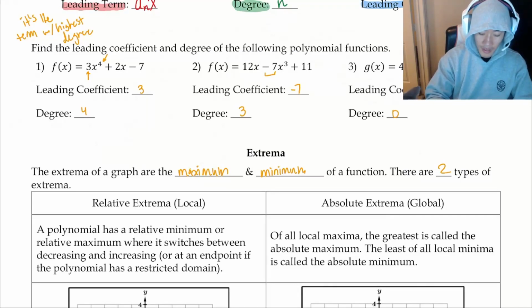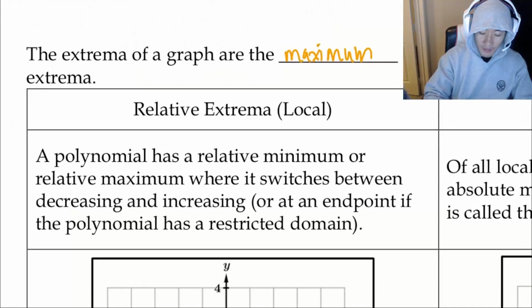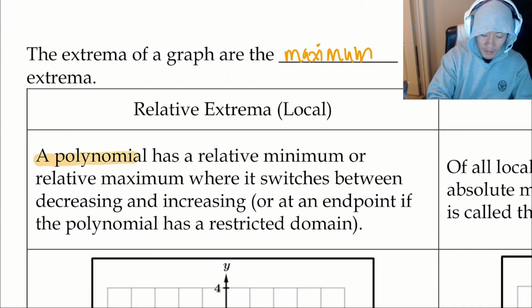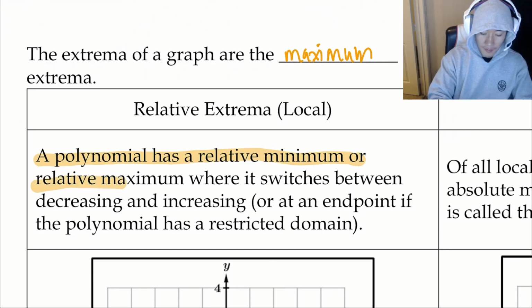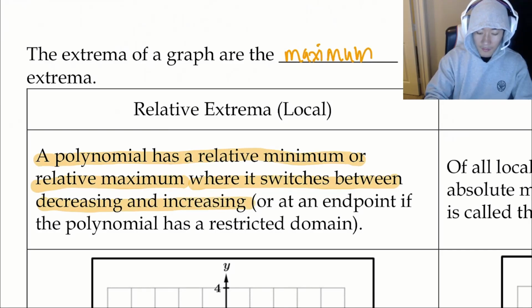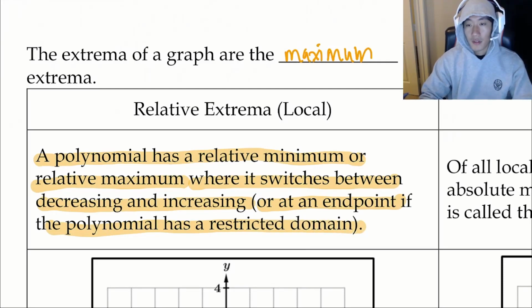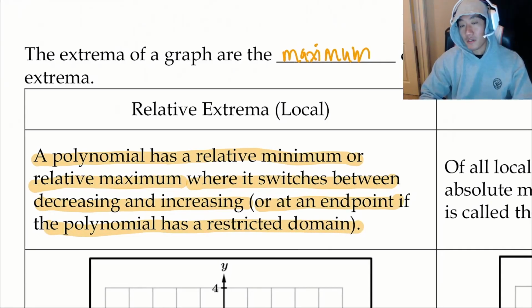Let's read together. Relative extrema, or perhaps local extrema, is where a polynomial has a relative minimum or relative maximum, where it switches between decreasing and increasing, or at an endpoint if the polynomial has a restricted domain, right? That's going to be your relative extrema.